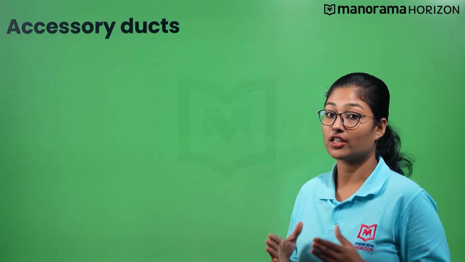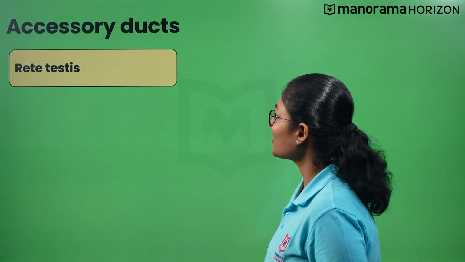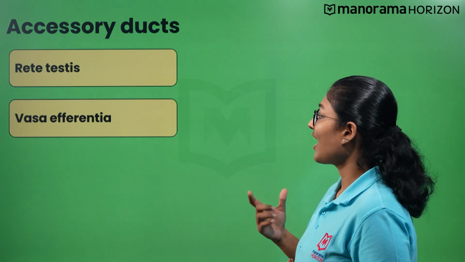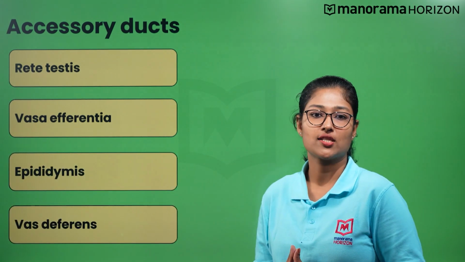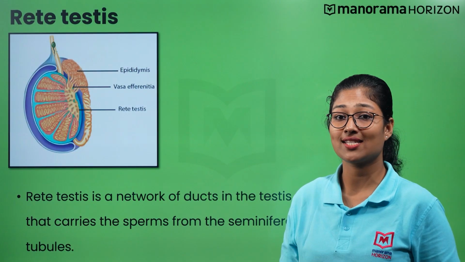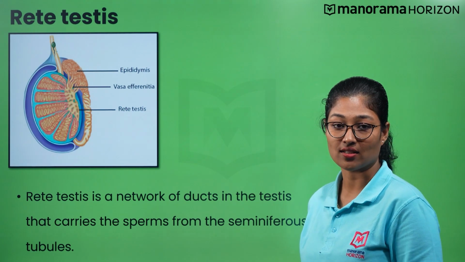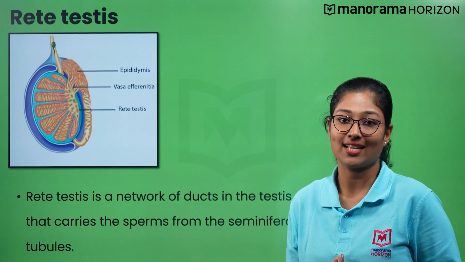Next comes the accessory ducts of the male reproductive system. It includes rete testis, vasa efferentia, epididymis, and vas deferens. The sperms from the seminiferous tubule of the testis enter the rete testis. Rete testis is a network of ducts in the testis.